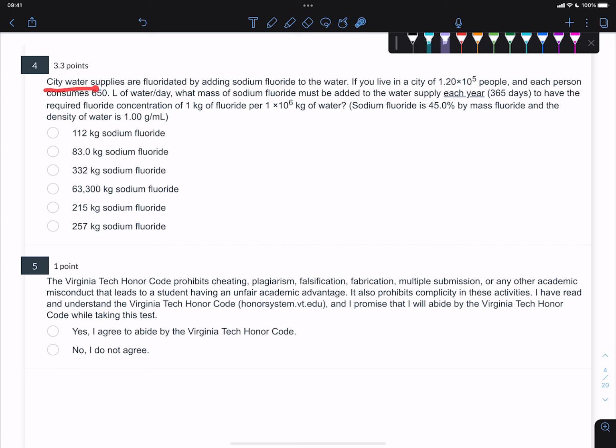City water supplies are fluoridated by adding sodium fluoride to the water. If you live in a city of this many people, 1.2 times 10 to the 5 people, and each person drinks 650 liters of water per day, what mass of sodium fluoride must be added to the water supply each year? So that's the first thing I want to highlight, is that all of these are per year. That's missing from the answer choices, but it's really helpful if you recognize that you're already dealing with a rate. These are all per year.